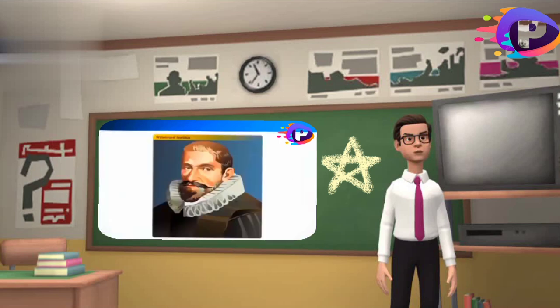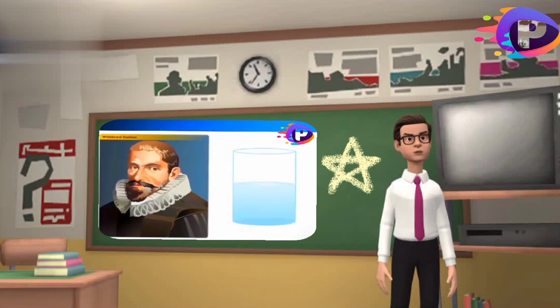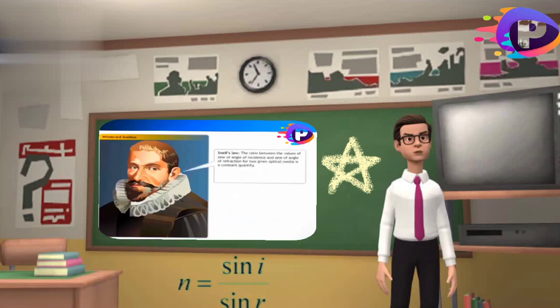Wilbrord Snellius, a Dutch mathematician, discovered the relationship between the angle of incidence and the angle of refraction for two given optical media. On the basis of this knowledge, he proposed a law to measure the refractive index of a material. This law is known as Snell's law. According to Snell's law, the ratio between the values of the sine of the angle of incidence and the sine of the angle of refraction for two given optical media is a constant quantity.